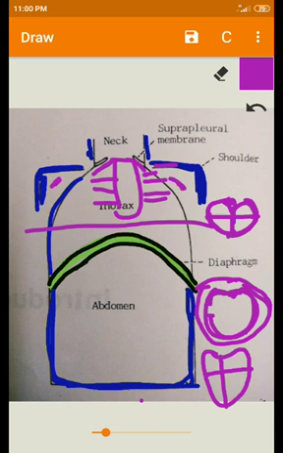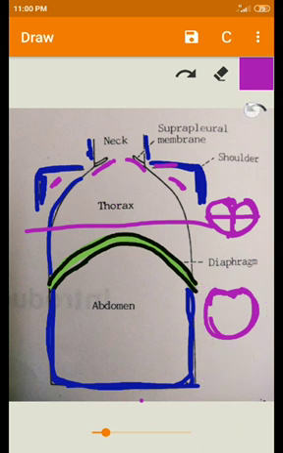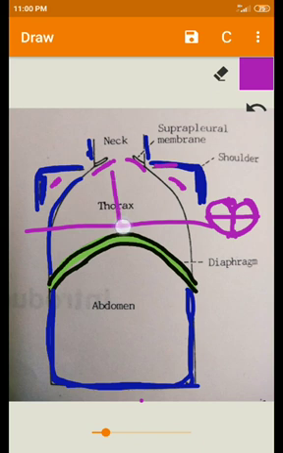In adults, the thorax is oval in shape. That means the transverse diameter is greater than the antero-posterior diameter. In adults, the ribs are obliquely placed.